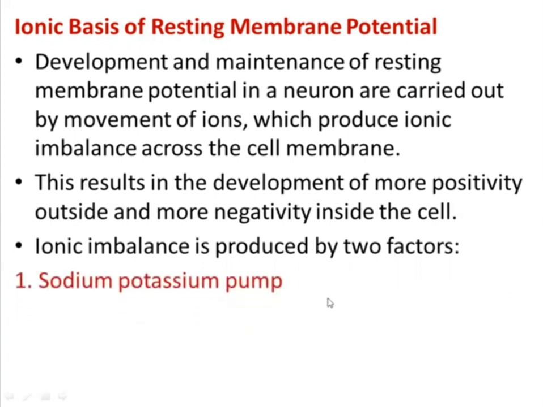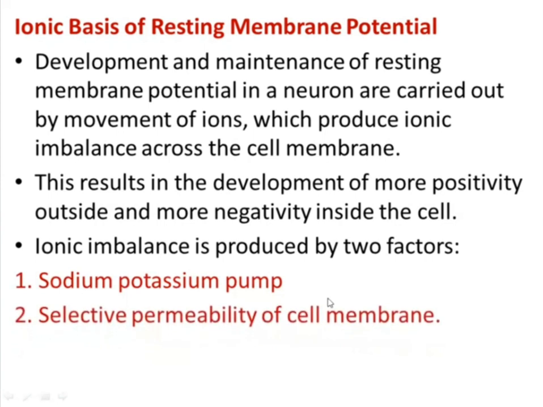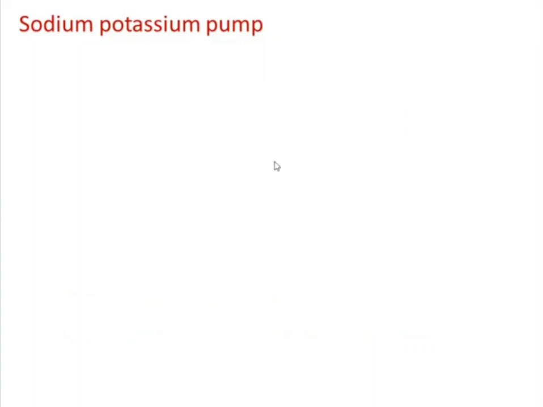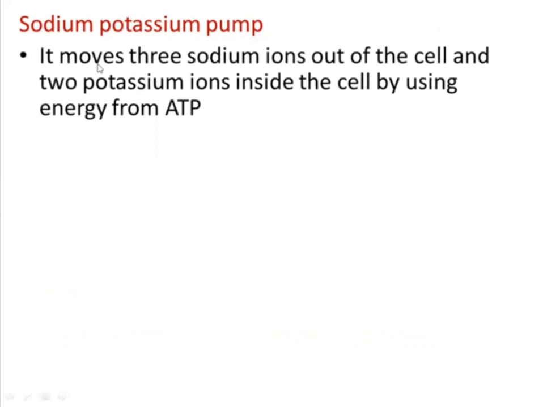The ionic imbalance is produced by mainly two factors. First one is the sodium potassium pump. Second one is the selective permeability of the cell membrane. These are the two factors. Then we will see what the sodium potassium pump is, right? It moves three sodium ions out of the cell and two potassium ions inside of the cell by using ATP energy, right?